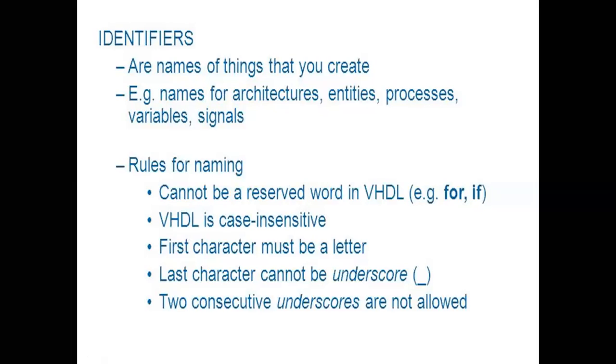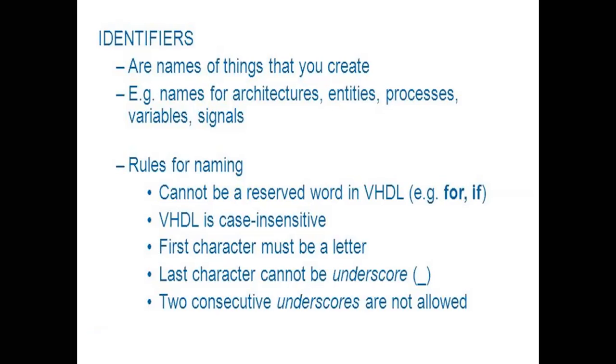So what is an identifier? Identifiers are names of things that you create. Already you know for every architecture we give some architecture name. Similarly, for every entity we give some entity name. To give that architecture name and entity name, we use some words. Those words are called identifiers. So that's why identifiers are names of things that you create. The user can create those words.